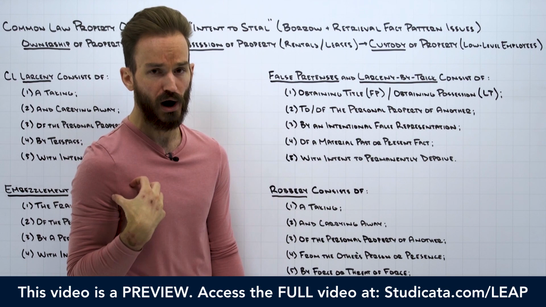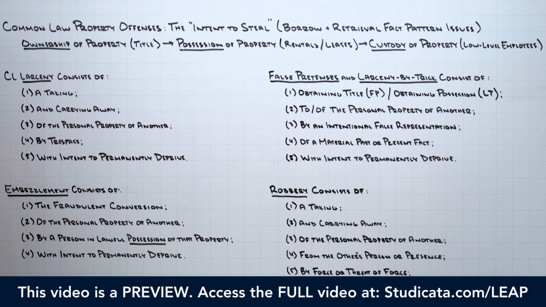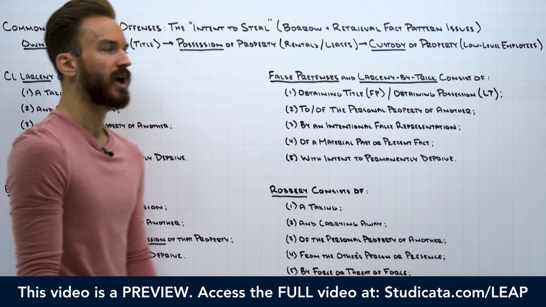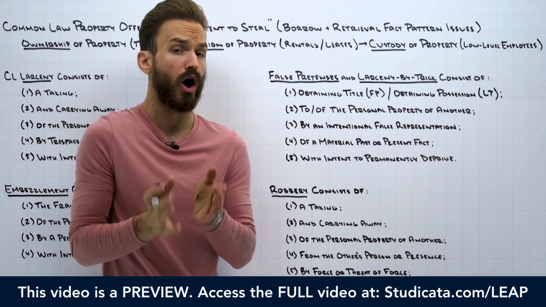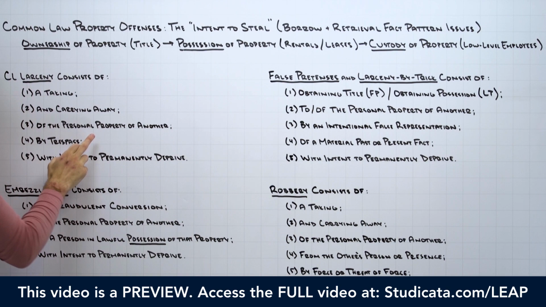Our fourth element is by trespass. This essentially just means without consent. You're obtaining possession of property that you're not already in lawful possession of, without consent. So by trespass would be without consent.